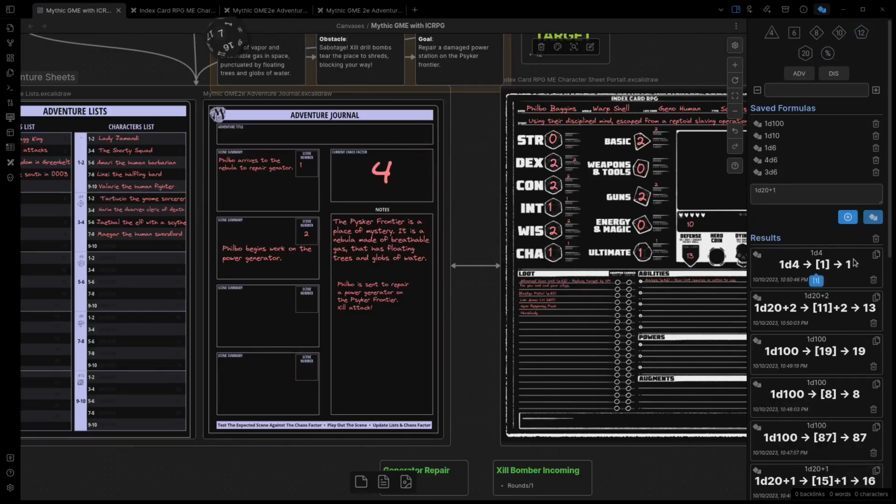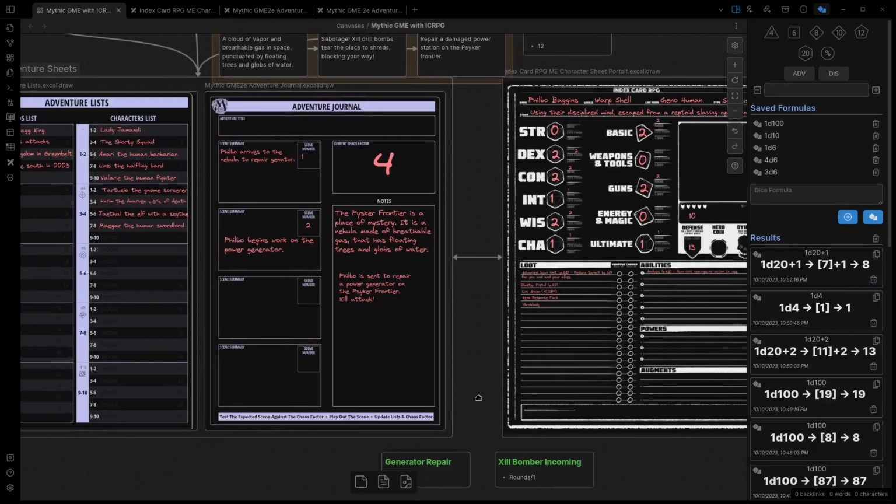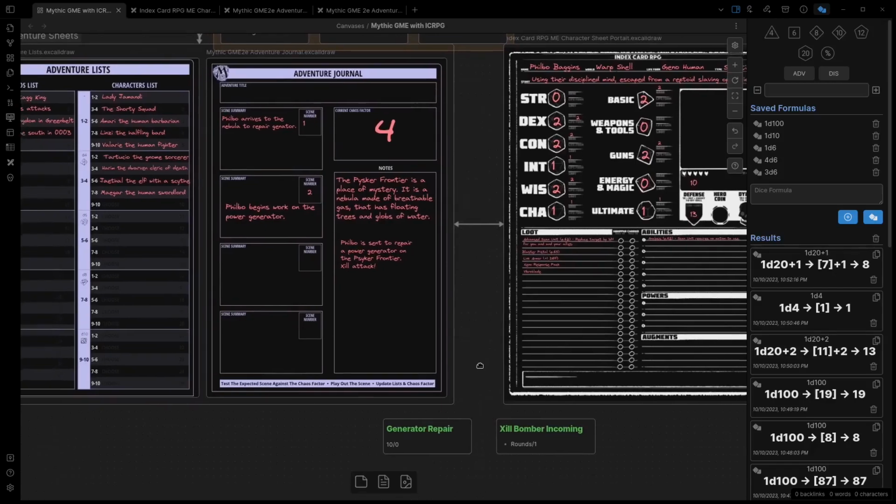Go, gadget, go. Ooh, failure. Okay. Actually, I messed up. That's bad GME on my part. Why? My character's not a dummy. He knows how to repair it. That's why he's here. So what he's going to do is use some effort dice.